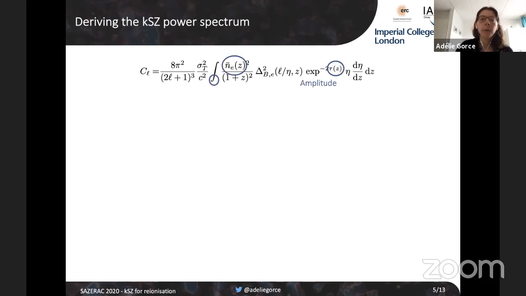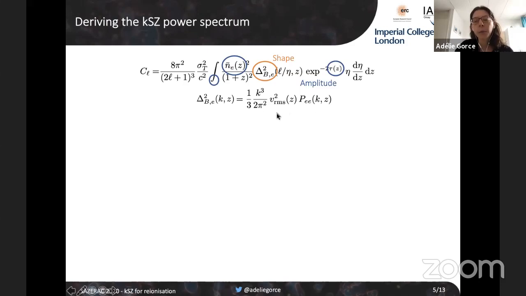You have a few elements, cosmological parameters, and also these terms, which are going to be directly related to the amplitude of your signal. So the optical depth here, the mean density of free electrons, and the limits of your integral as you integrate over the duration of reionization. And then you have this term here, which is completely going to determine the shape of your spectrum.